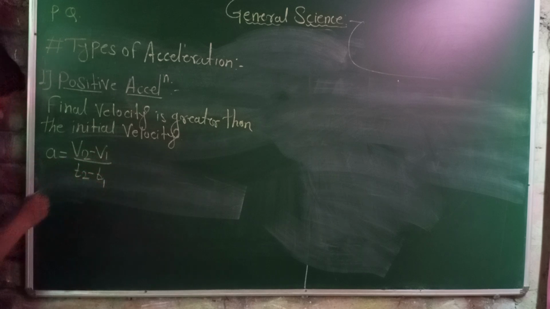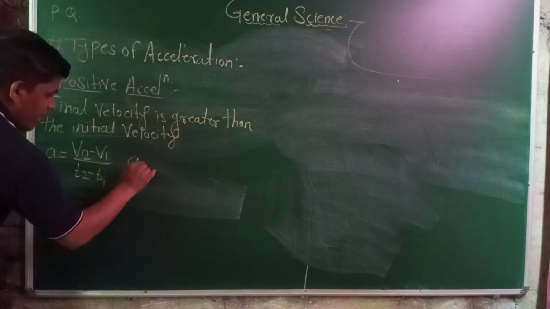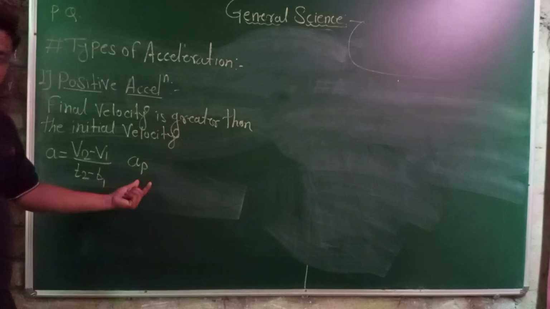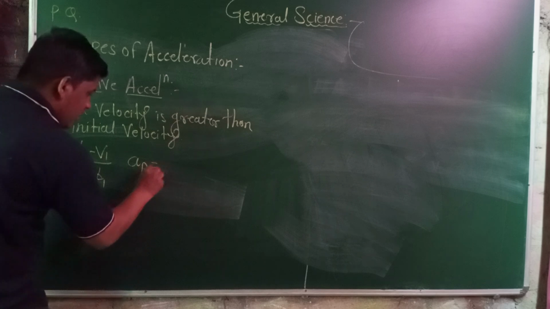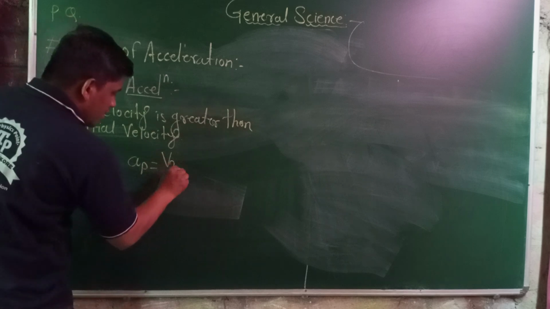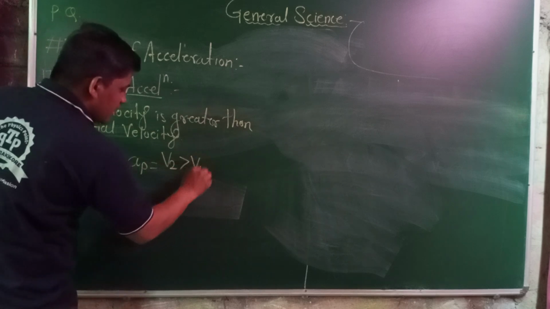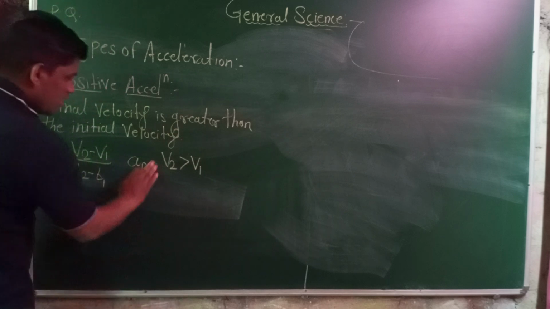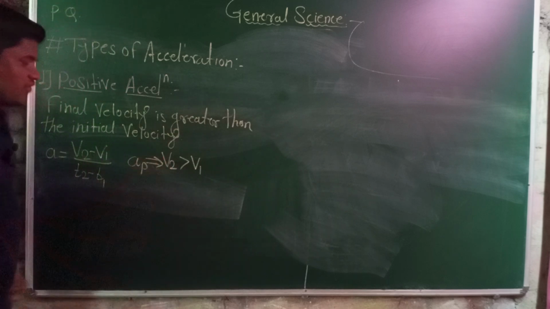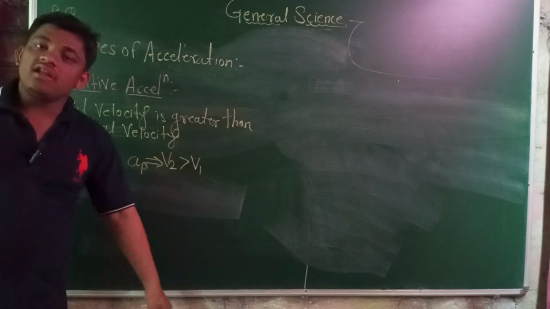If this acceleration is a positive acceleration, use the suffix P for positive acceleration, AP. It means v2 must be greater than v1. For positive acceleration, v2 must be greater than v1.